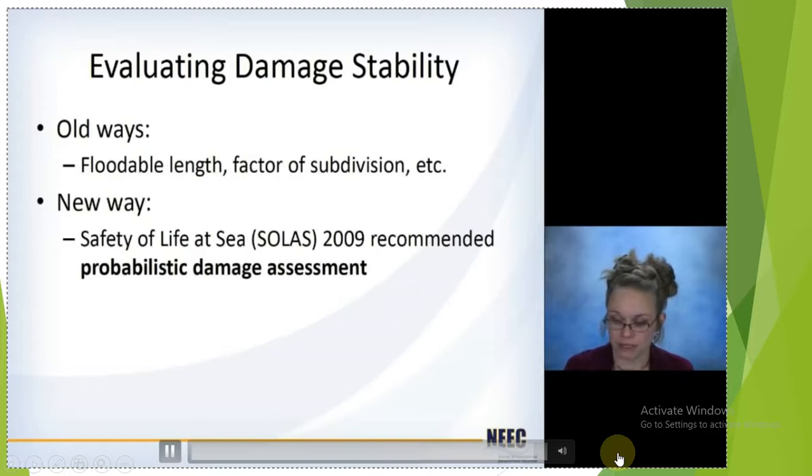But the floodable length gives a good basis for understanding how flooding works and how to contain it, and it gives you maybe a good starting point, because it's pretty simple. You can write up a little spreadsheet for it. And then from that, you can go through and start to look at probabilistic damage assessment of your ship.